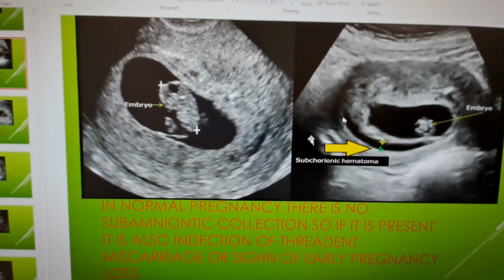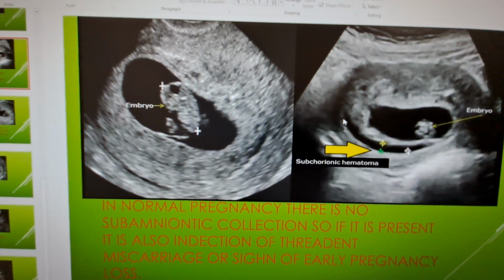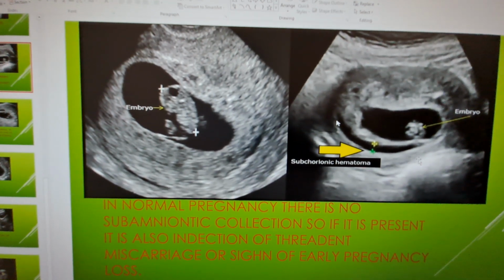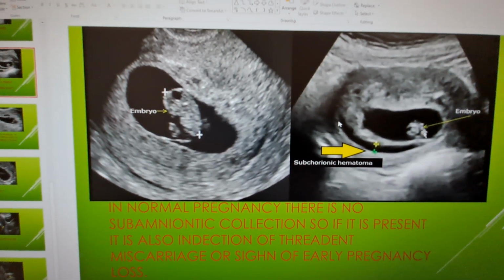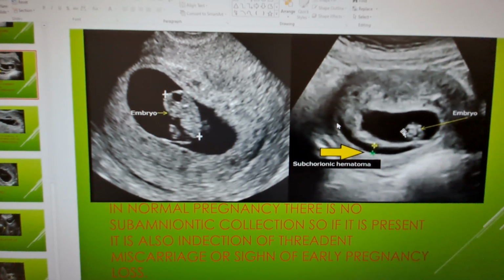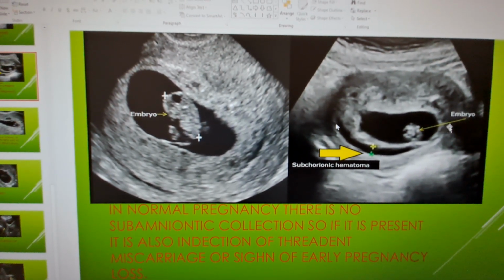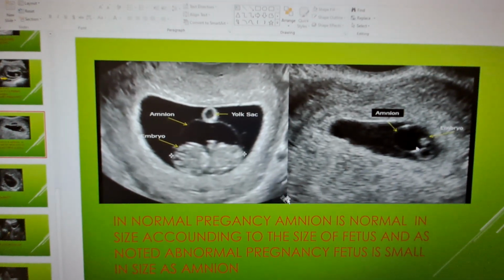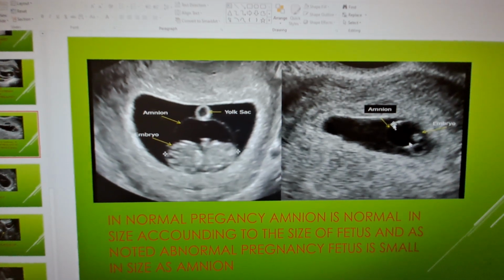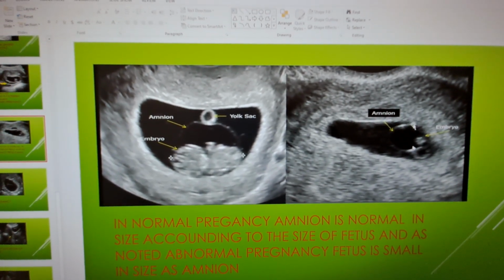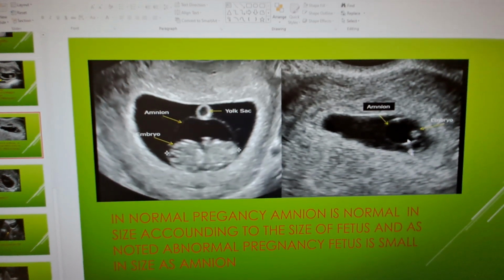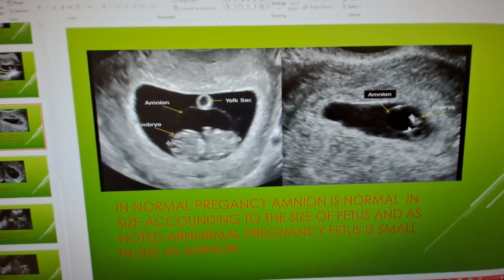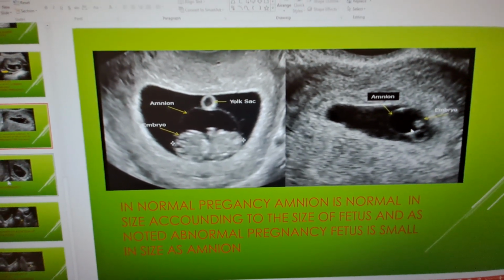Sometimes around the gestational sac we have a subamniotic collection or subchorionic hematoma, which also indicates a threatened abortion. We also look at the embryo, where the size of the embryo is not in keeping with the size of the gestational sac. Sometimes this also indicates a threatened abortion or miscarriage. A weak amniotic cavity in comparison to the embryo is also a sign of some chromosomal abnormality.